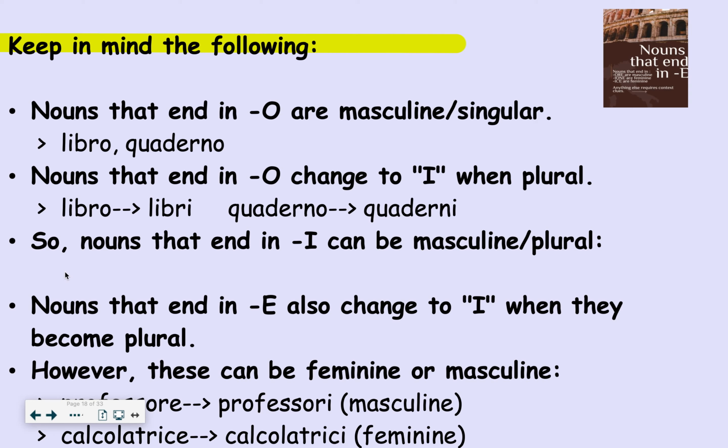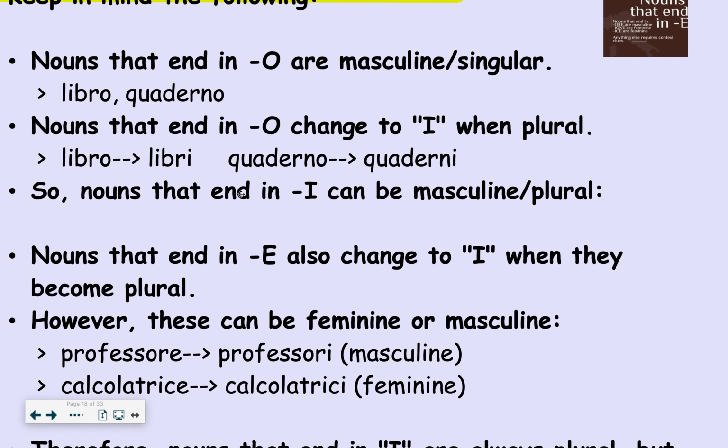The other category of noun that can be somewhat confusing are nouns that end with the letter I. So we know that nouns that end with the letter O are masculine singular, and those change to I when they are plural, like libro becomes libri, and quaderno becomes quaderni. So nouns that end with the letter I can be masculine plural.